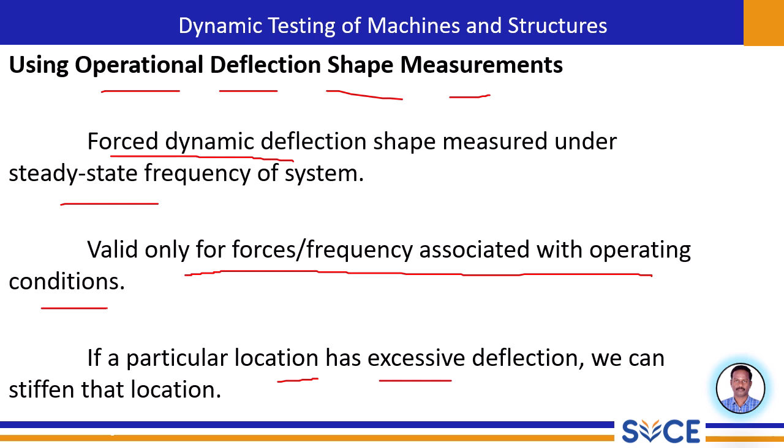So, to summarize, ODS, otherwise operational deflection shape measurements, gives us a picture of how a system is deforming while it is running. It is a powerful tool for understanding and addressing vibration problems under specific operating conditions. However, it is crucial to remember that the results are specific to operating conditions only.